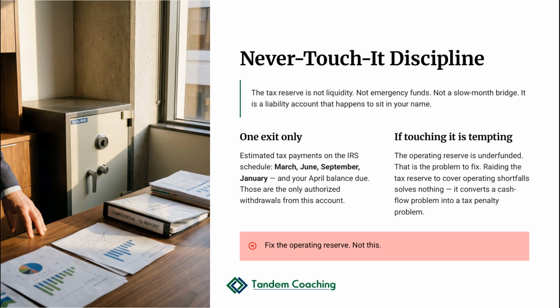The never touch it rule has one exception and 0 loopholes. The reserve has exactly one exit. Estimated tax payments in March, June, September, January, and the April balance due. Not emergency cash. Not a buffer for a slow month. Not the place you pull from to make payroll for one cycle. If touching the reserve is tempting, the signal is upstream. Your operating reserve from 16.3 is underfunded, and the fix is funding that reserve, not breaking this discipline. The tax reserve is a one-way valve. Money goes in at every deposit and comes out only when the IRS asks.